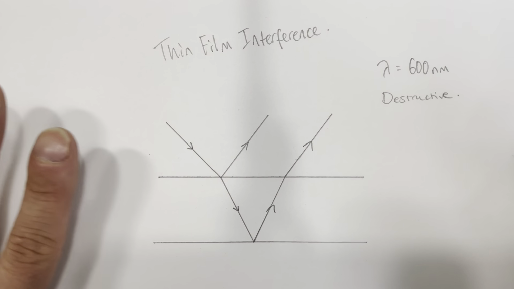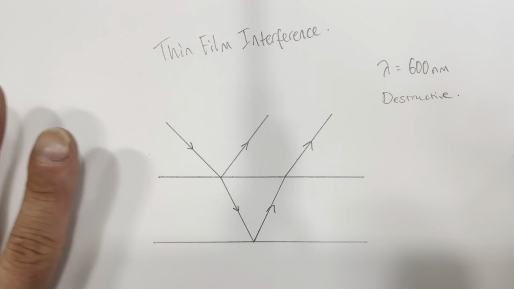In this question, I've said we've got 600 nanometers, destructive because it's an anti-reflective coating. We would then assume that air has a refractive index of 1, and I'm just going to make up some numbers. We say maybe the refractive index of the coating is 1.5, and the refractive index of the glass on the lens, maybe we're going to say is 1.9, compared to air.